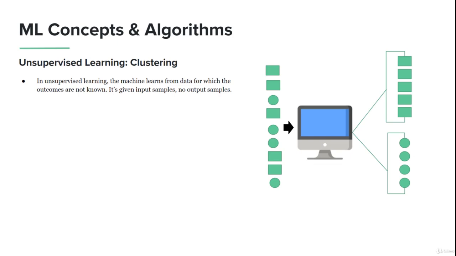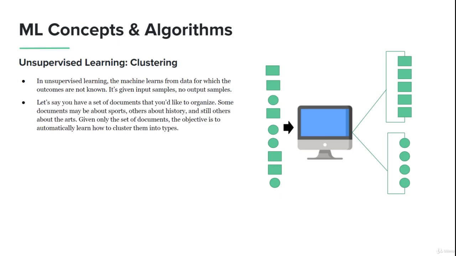So in unsupervised learning, the machine learns from data for which the outcomes are not known, right? It's given input samples, but no output samples. So if you look at the image there to the right, we have all the different squares and the circles, and then they are clustered in two different clusters based off of how many squares and how many circles. So it's pretty much set up there where it's able to classify them and cluster them into separate groups.